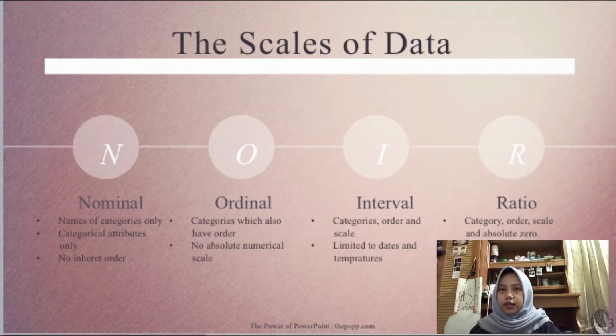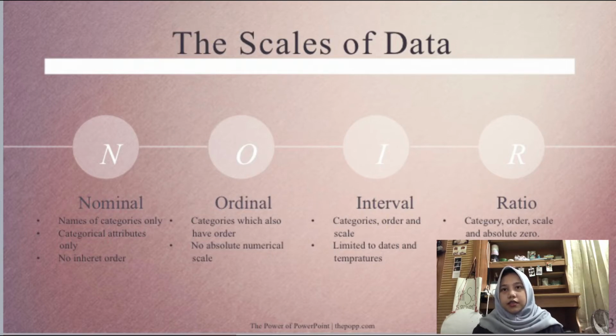Next is the scales of data. There are 4 scales. The first is nominal. Nominal: names of categories only, categorical attributes only, and no inherent order. In this scale, we cannot rank the position of the data. We cannot rank the data because there's no order. We are only naming and classifying the data. The example of nominal data is like classifying the gender, the hair color, and also can be the extracurriculars in school.